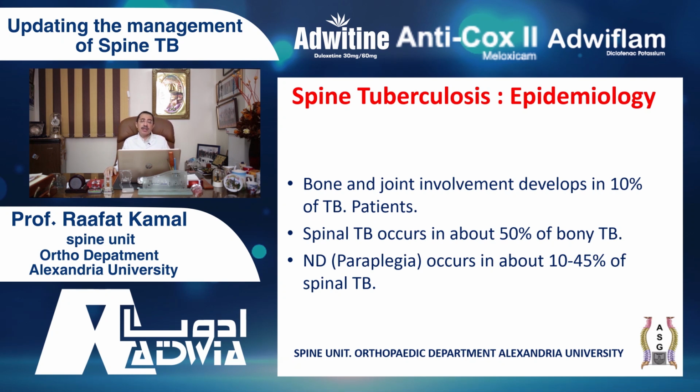So if we return to the story from the start, the first we start is the epidemiology. The epidemiology tells us of tuberculosis that the bone and joint involvement develops in about 10% of the patients with tuberculosis, and that spinal tuberculosis accounts for 50% of the patients with bony tuberculosis. This means that the spinal tuberculosis or the tuberculous infection of the spine is one of the common sites for the tuberculous affection of the skeleton.